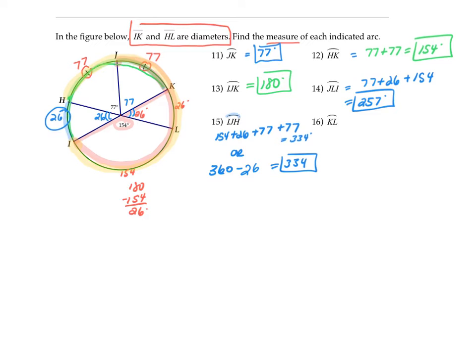Okay, finally, we're going to end on a real quick one. KL, minor arc, right here, 26 degrees. And that's it.